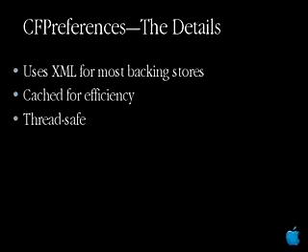So the details. These are kind of internal implementation details, but I thought I'd share them with you anyway. We use XML for most of the backing stores. There are a couple exceptions to that, in particular when we have to share across the network. We cache preference values for efficiency so that every time you ask for a preference and every time you write a preference, we don't actually hit the disk. And CF preferences, like all of Core Foundation, is a thread-safe system. The caveats. CF preferences is not intended for hundreds upon hundreds of Ks of data.